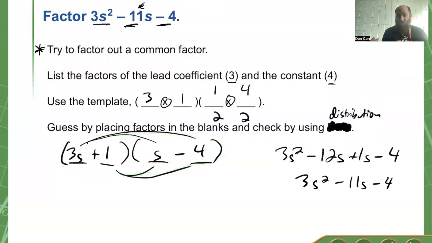But if you put in different numbers in there, like say you did 2 and 2, check it, it doesn't work, go back and try again. Okay, that's guess and check. So my answer here is this one.